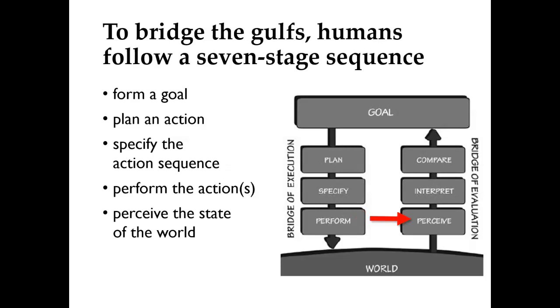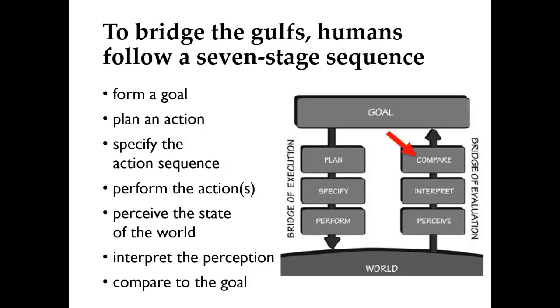Then, going the other way around, the bridge of evaluation, we perceive the state of the world. Remember, the world is the thing in which we are embedded. It's the thing that is providing sensory input to us. So we are perceiving input from the world. We are then interpreting those perceptions. So, there's something pressing on me. It is sharp. It is pointy. It hurts. I'm interpreting that perception. I don't think I like this.